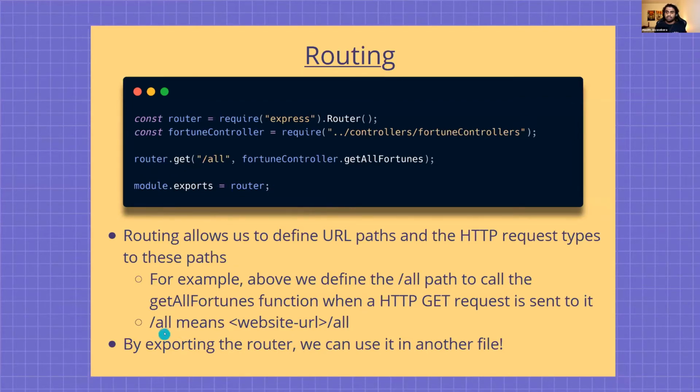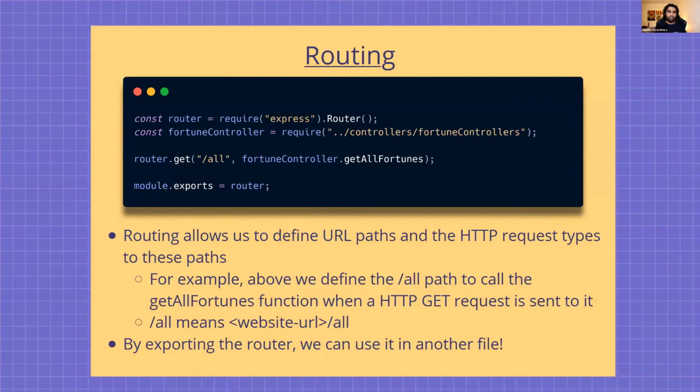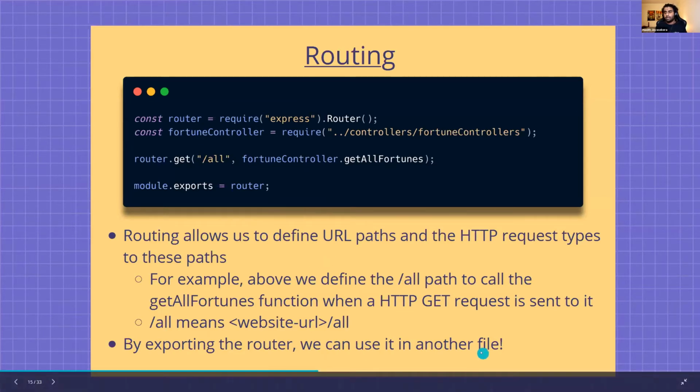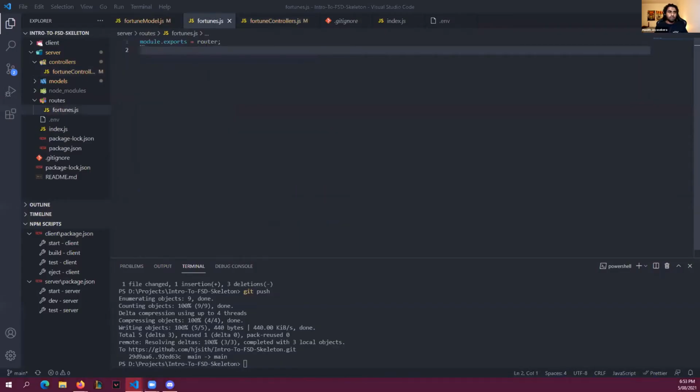And like I said, /all means the website URL, the base URL, /all. So it is an endpoint, it is the last section of the URL. And like I said, by exporting the router, we can use it in another file. So let's get right to it. This is relatively straightforward in comparison to the controller. So let's get that open right now.